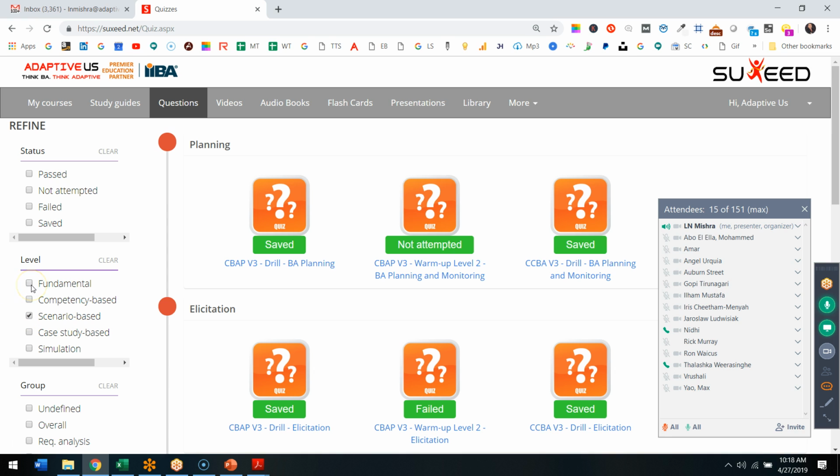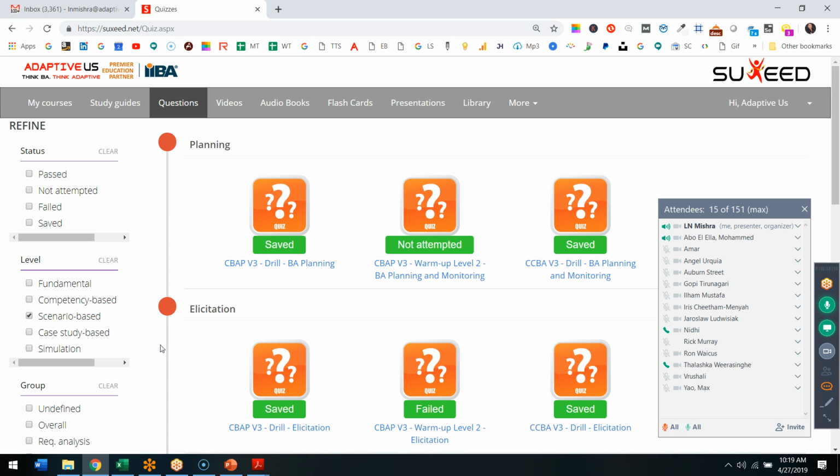The request is first you do fundamental, then competency, then scenario based. This is the order in which you go for the test. This is something that comes for ECBA, not for CCBA or CBAP, which is why I'm not doing it for you, where these questions are much simpler. The questions that will come for CCBA and CBAP are scenario based, and for CBAP you will get case study based questions, which we will discuss a little later. Maybe tomorrow part of it will be discussed by Laura, and next Saturday I will discuss the other part.